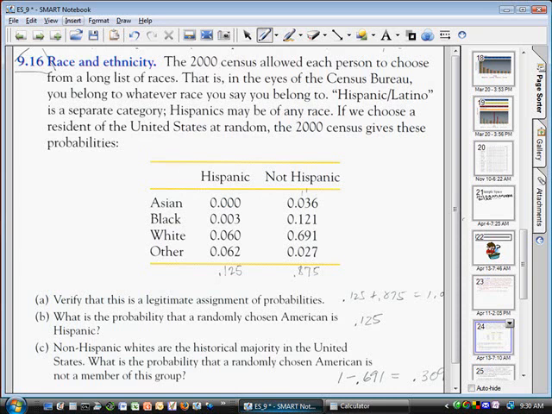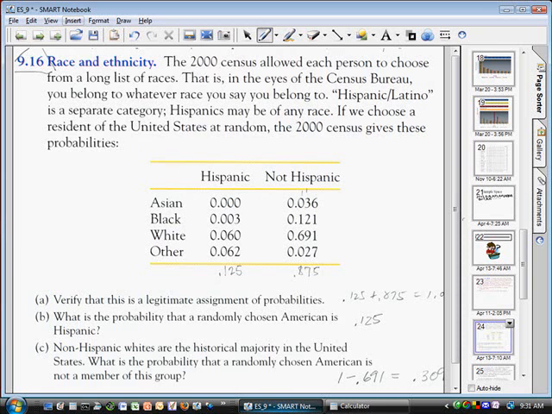What's the probability that a randomly chosen American is Hispanic? You got to just carefully read the chart. So if you randomly choose an American, what's the probability that they will be Hispanic? I know, I wrote it on there, but isn't it the total of that first column? 12.5%, 0.125.